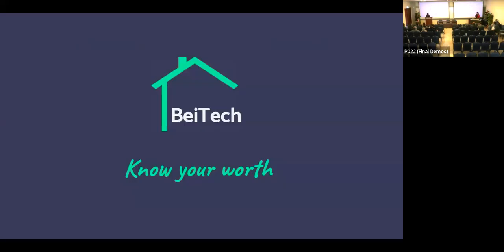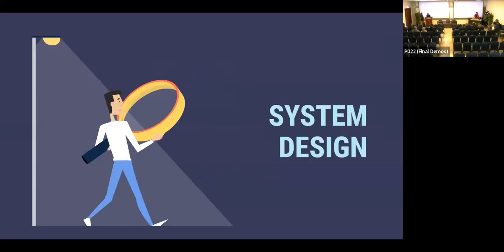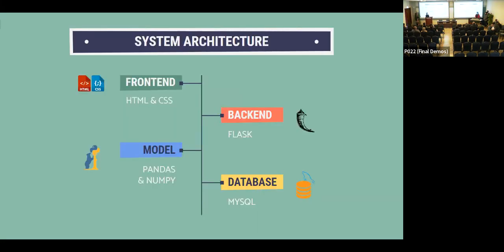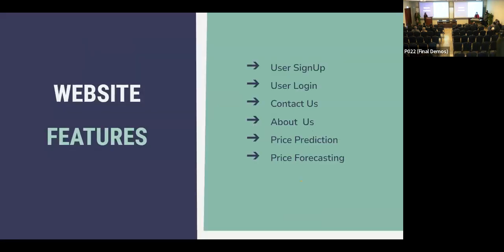Okay, so moving on with our website. Following up with our system design, we deployed the backend using the Flask framework. We also managed to integrate the model, and we used libraries including pandas and numpy. The database was using MySQL, and for the front end, we used HTML and CSS. So our website features include a sign-up page, login page, contact us, about us, price prediction, and price forecasting page.